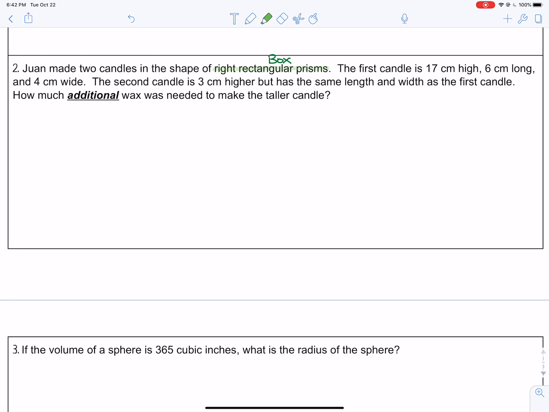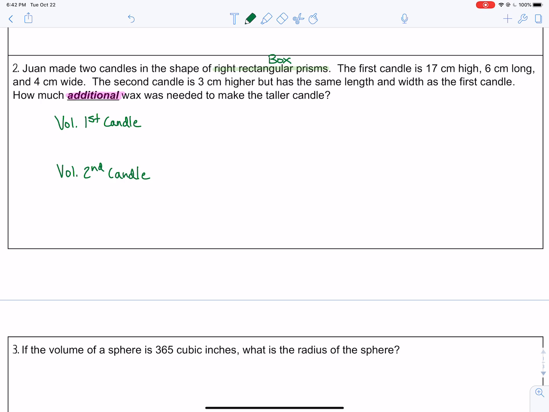Now, we always want to pay attention to things that are in bold, because that's obviously very important. So we're looking for how much additional wax was needed. So let's write down the first candle. And we're going to find the volume of the first candle. We're going to find the volume of the second candle. And then we're going to need to subtract the larger one minus the smaller one. And the larger one is indeed the second candle because it's taller.